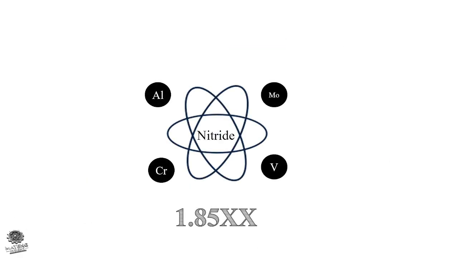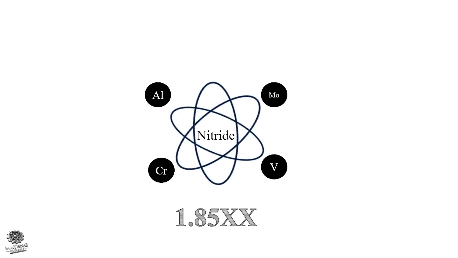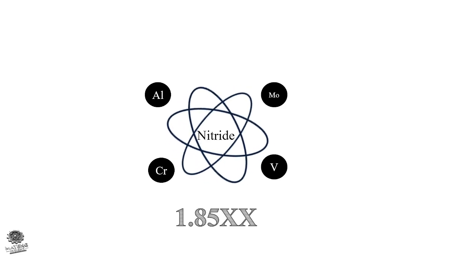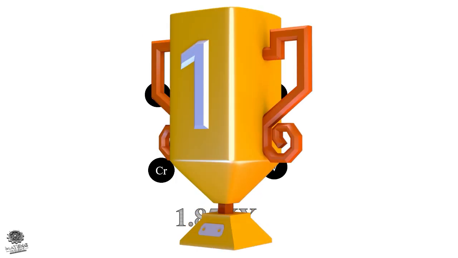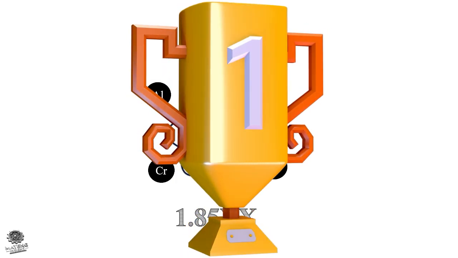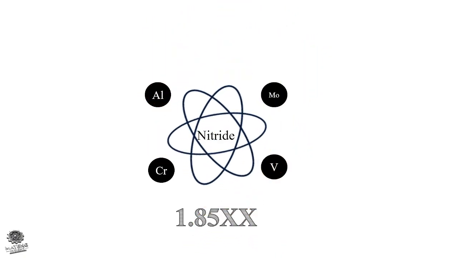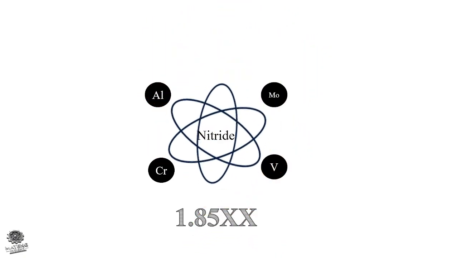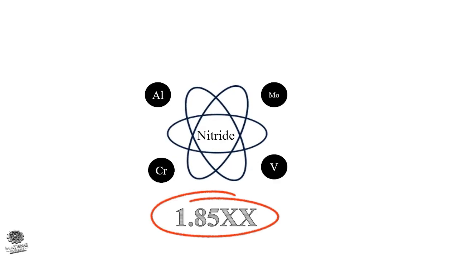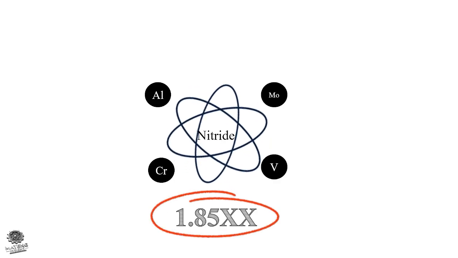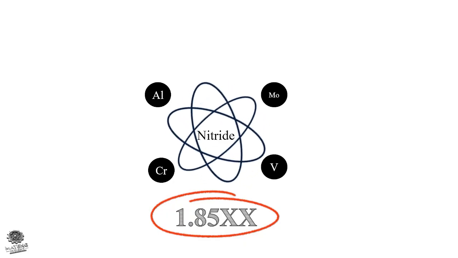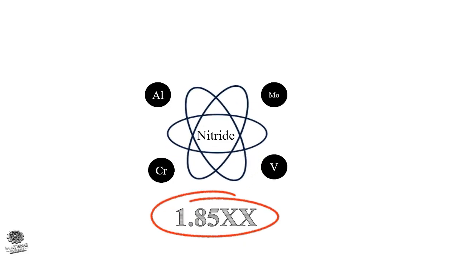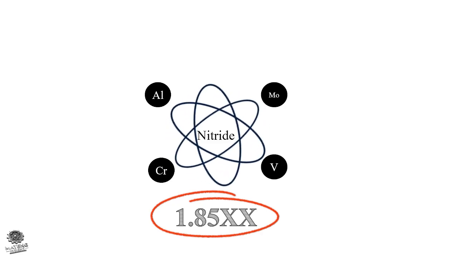Alloying elements such as chromium, aluminum, molybdenum, and vanadium form stable nitrides, which increase surface hardness and wear resistance. Most suitable material for this process are the nitro-alloy steels, specified in ASTM standard under the 1.85 series. These steels are specifically designed to respond effectively to nitrogen processes, especially plasma nitriding, due to their high content of nitride-forming elements.